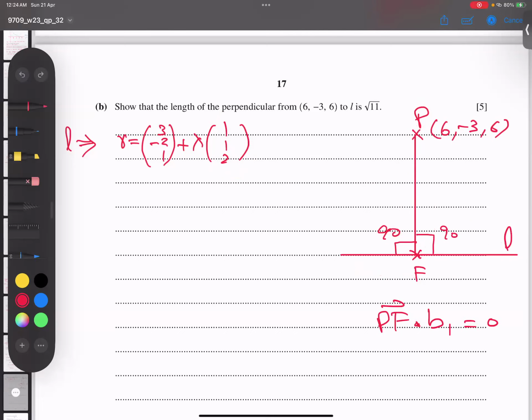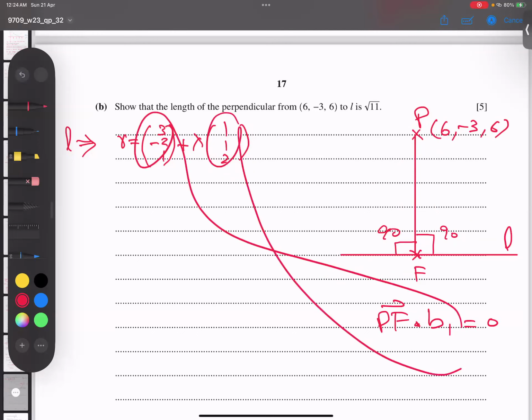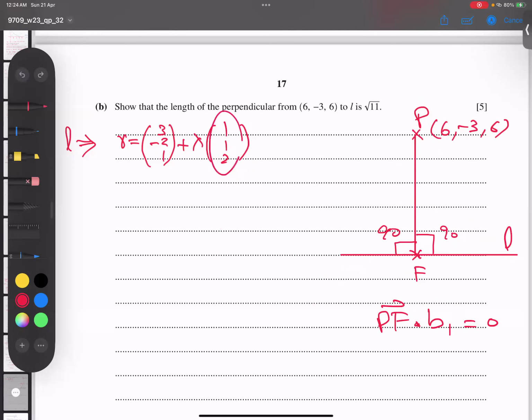And you can ask me, sir, why this? I always take the direction of the line. I never take the point. Always take the direction of the line because that represents the direction vector. So the plan is very clear, and b1 I have, not a big deal. But where is PF? How do we get PF? That is the most important point. P we have. If I have the coordinates of F, I will get my answer.